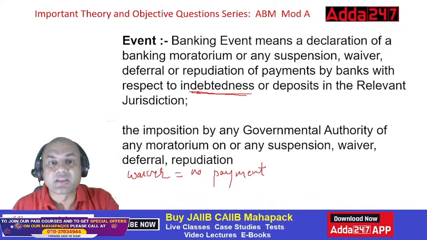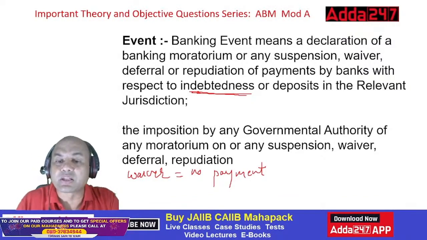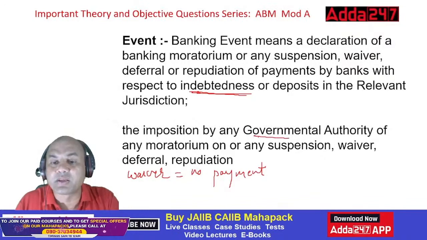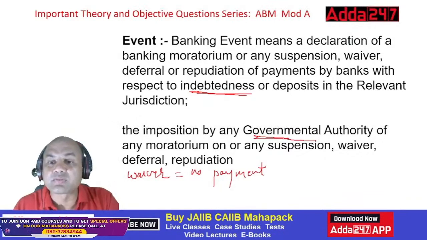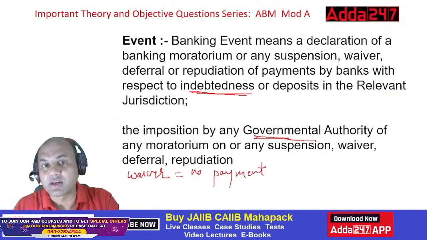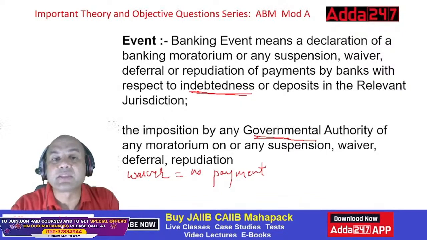Next, event means imposition by any governmental authority of any moratorium on or any suspension, waiver, deferral, repudiation. So imposition by governmental authority. Generally the waiver comes from the government only, during election time mainly. Look at the state elections many a times, you get all these waivers during that time. So this is known as an event. Event means something happening.